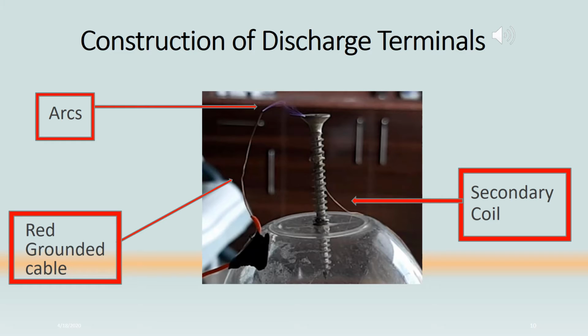At the discharge terminal, we put a plastic on the secondary coil, and we nailed a nail on the top of the plastic. To see the sparks, the red cable is grounded. Thus, arc jumps can be seen between the red cable and the nail.